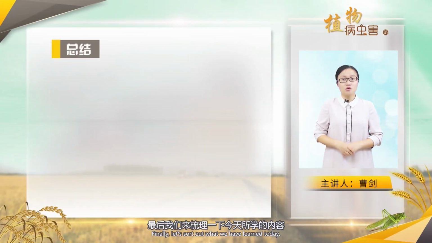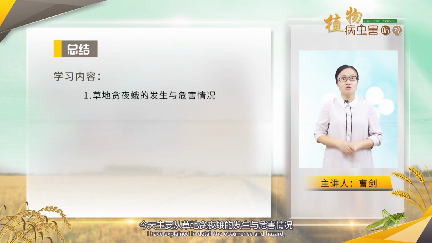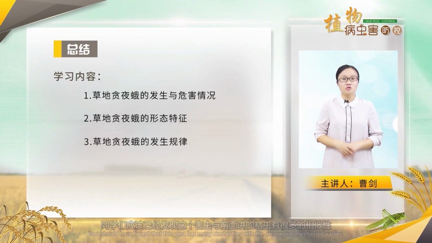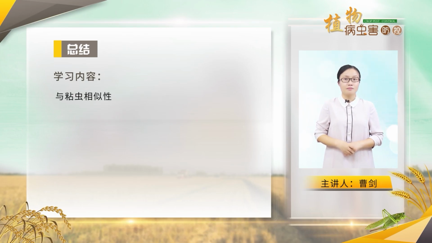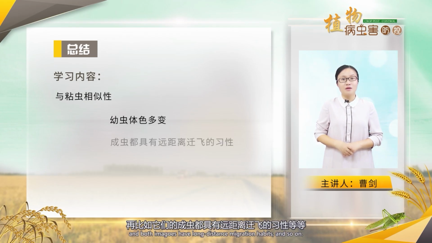Finally, let's sort out what we have learned today. I have explained in detail the occurrence and hazard, morphological characteristics, and occurrence law of Spodoptera frugiperda. You should have found that this pest has many similarities with the armyworm mentioned earlier. Both larvae have various body colors, and both imagos have long-distance migration habits, and so on. After class, please compare these 2 pests carefully to find out their similarities and differences.